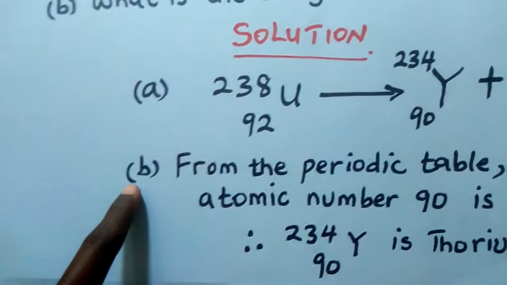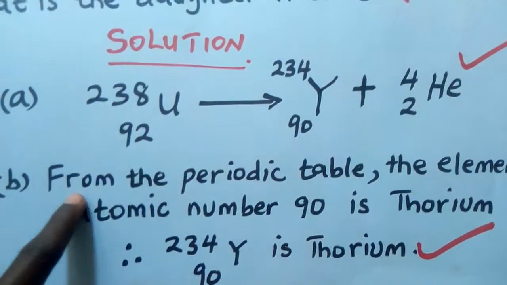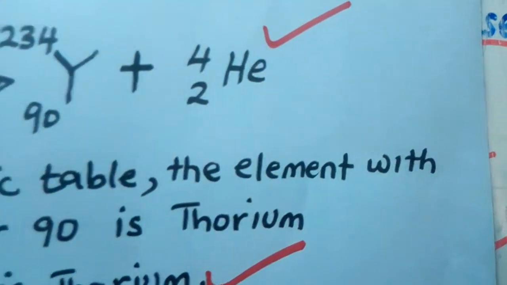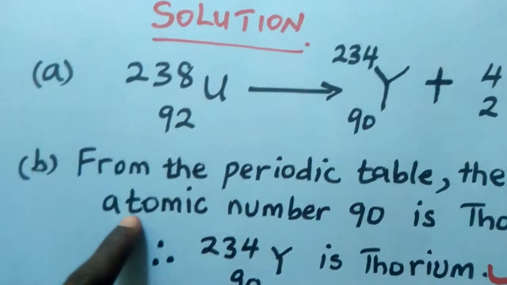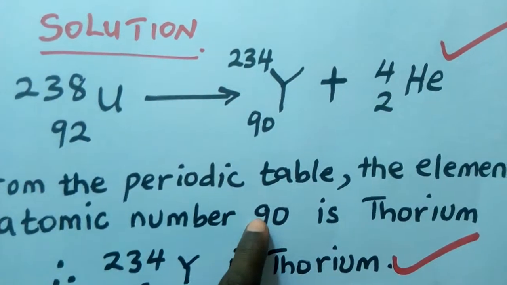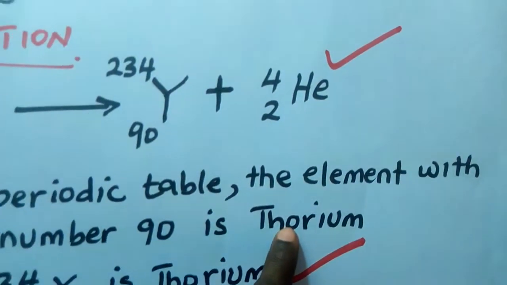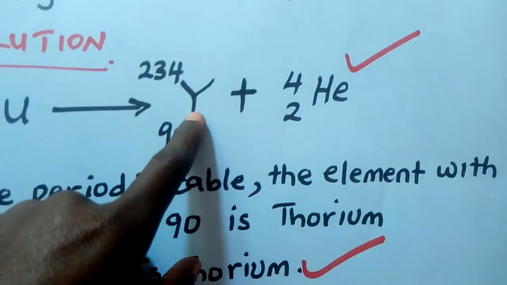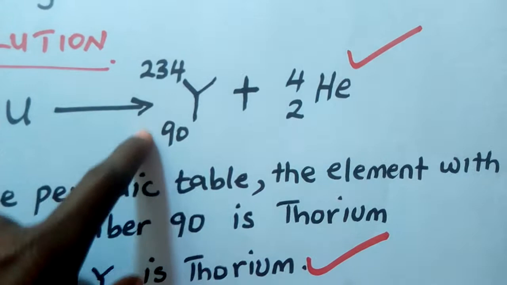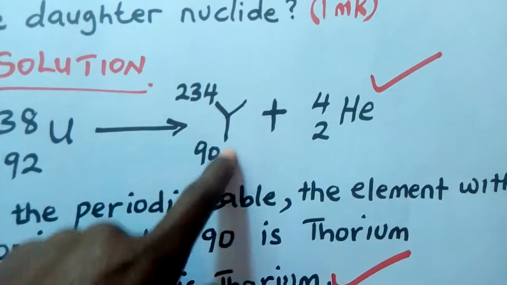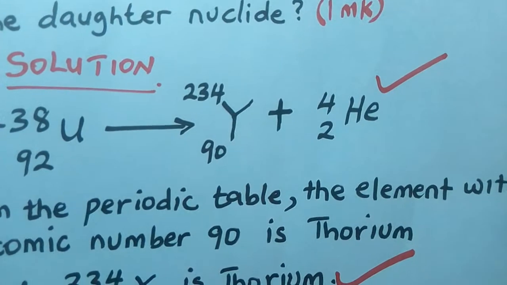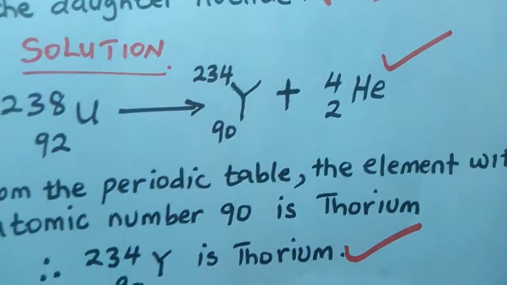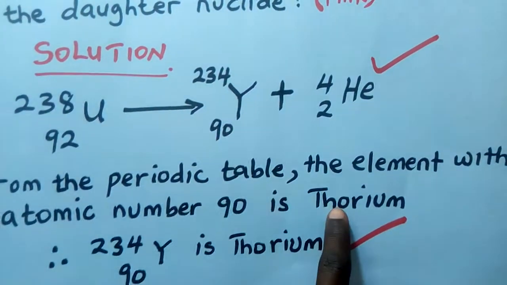So for us, if you cross-check very well in the periodic table, the element which has atomic number 90 is called thorium. So this is supposed to be thorium, although we are calling it Y. But the name is thorium. Why? Because you look at the atomic number. So you are supposed to study most of those elements in there. You are supposed to go beyond the first 20 elements. You should know as many names of the elements in the periodic table as possible. So the one with atomic number 90 is called thorium.